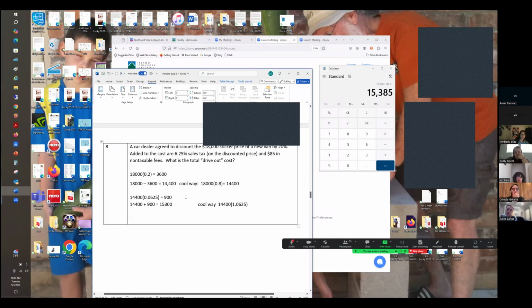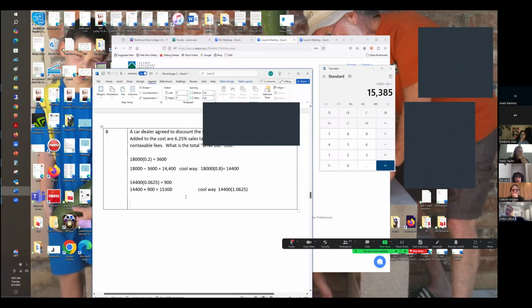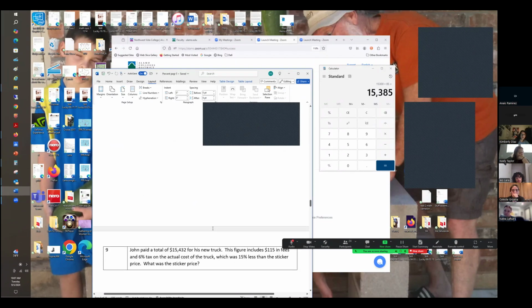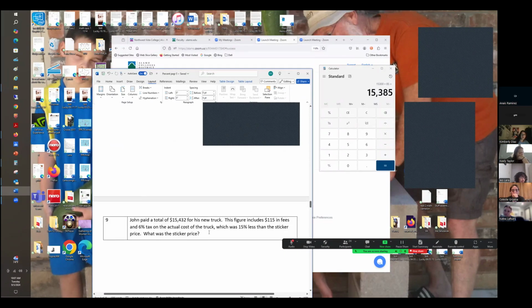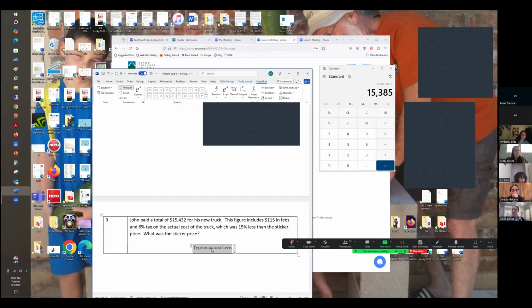And I'm going to show you in the book. This is quite tricky. Here I'm going to put the actual calculation. Yikes. 15,432. It says I'm going to have 115 bucks in fees, so I've got to subtract that. And after I do subtract that, I'm going to wind up with some number that has a tax in it, so I have to divide it by 1 point, the tax.